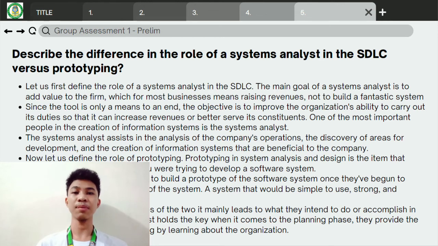Many failed systems have been abandoned. Like any other investment, such as that of a new machine tool, an information system purchase is a financial commitment. Since the tool is only a means to an end, the objective is to improve the organization's ability to carry out its duties so that it can increase revenues or better serve its constituents.